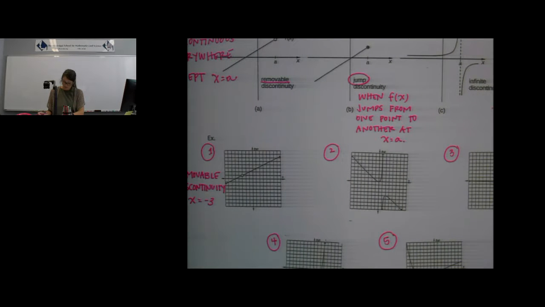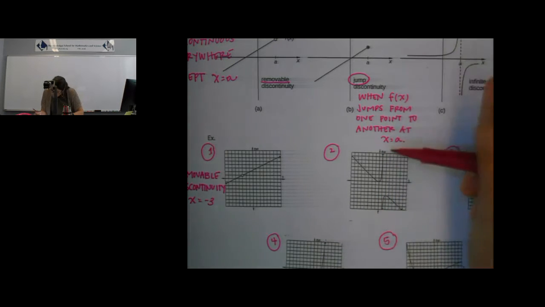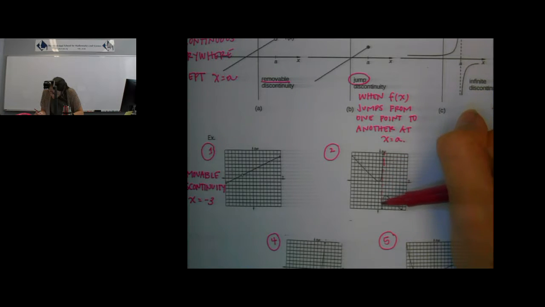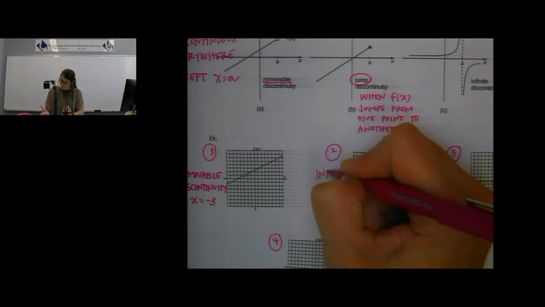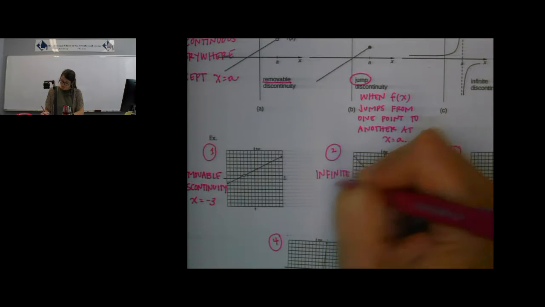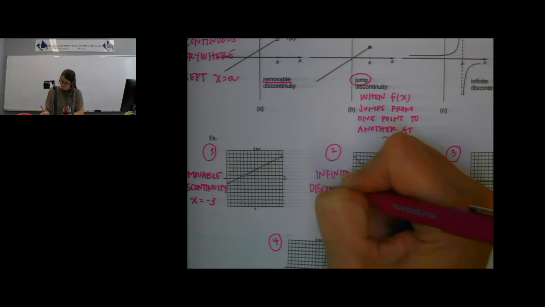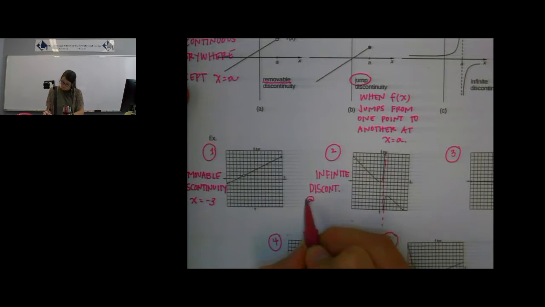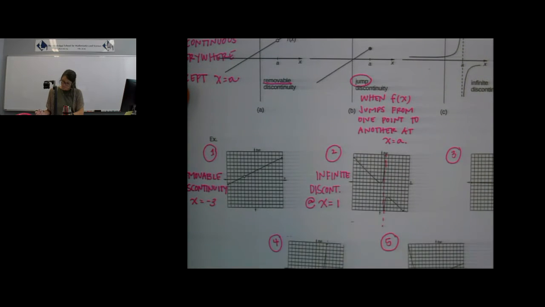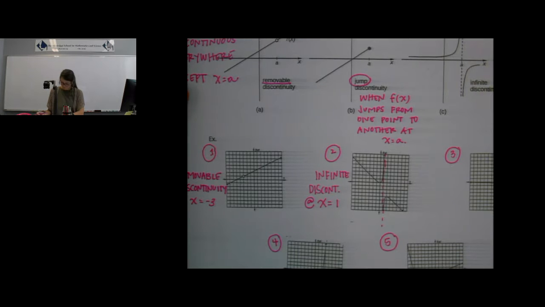Okay, let's look here. So here we are increasing at a value and we're decreasing at that same x value. So if I were to draw a line down the middle here, this would be an infinite, good job, discontinuity. Infinite at x equals 1.